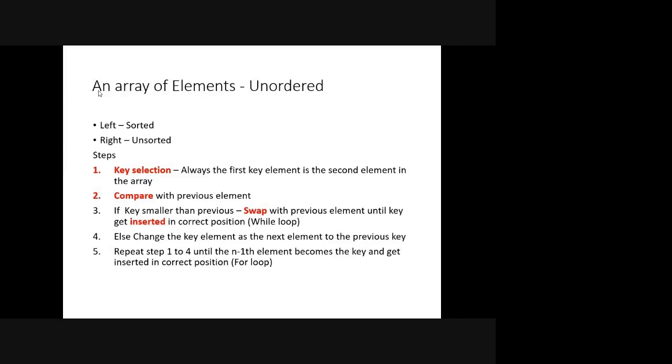I'll show an example which makes it clearer. See here: 8, 2, 4, 9, 3, 6. This is an example of insertion sort. Here I am taking the second element as the key element, and you have to compare it with the previous element. Here the previous element is only 8. So 2 will be compared with 8. 2 is smaller than 8, so 2 will get replaced, swapping.